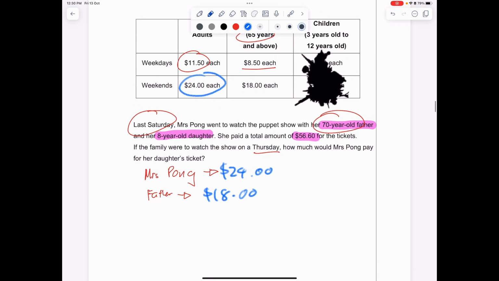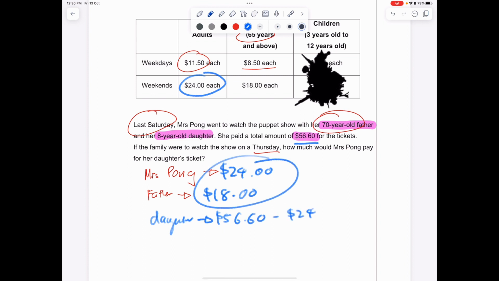So she paid $56.60 for all the tickets. So you want to know what is the daughter's, correct? How much did she pay for her daughter on the weekend? You will take $56.60, subtract away these two. So subtract away 24, subtract away 18, and your answer would be $14.60. So this is the price for the daughter on a weekend.